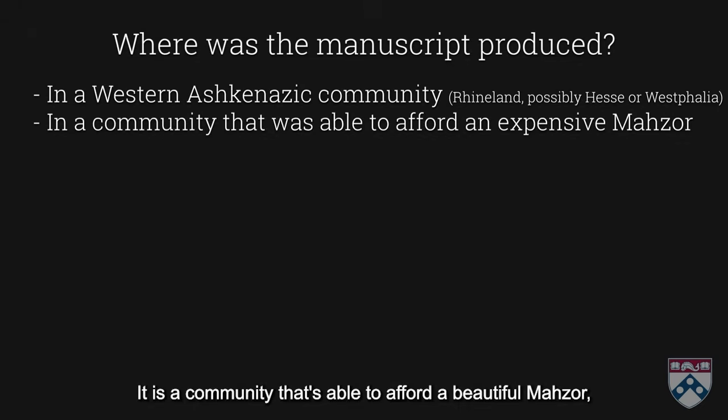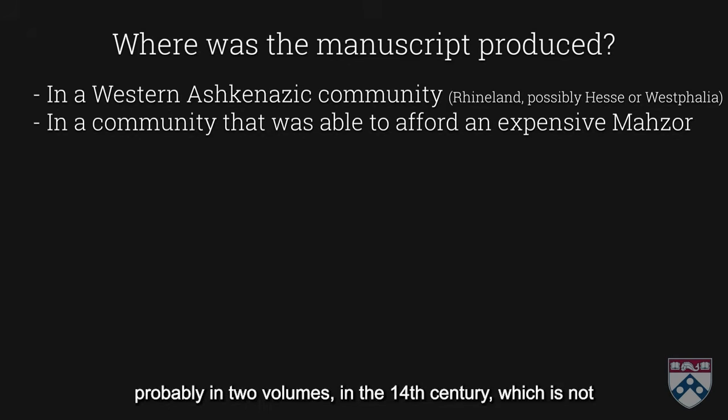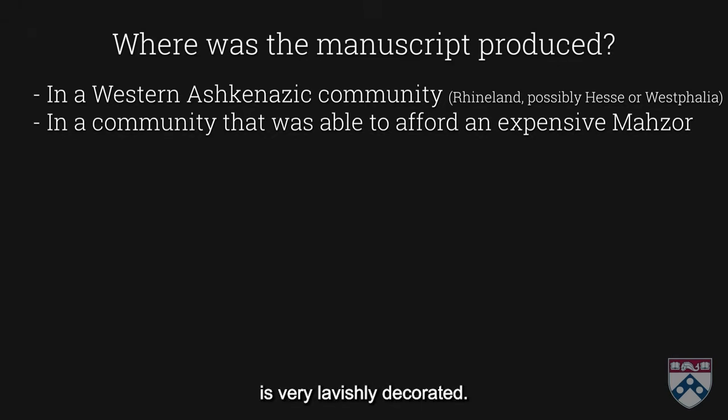It is a community that was able to afford a beautiful Mahzor, probably in two volumes, in the 14th century, which is not exactly the richest time of medieval Ashkenazic culture, although a lot of manuscripts were produced in that time. But it does not have the kind of rich people who would invest in a manuscript that is very lavishly decorated.